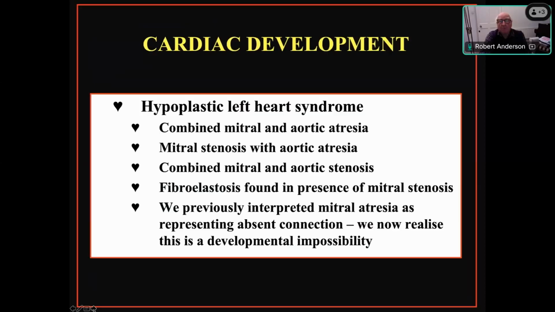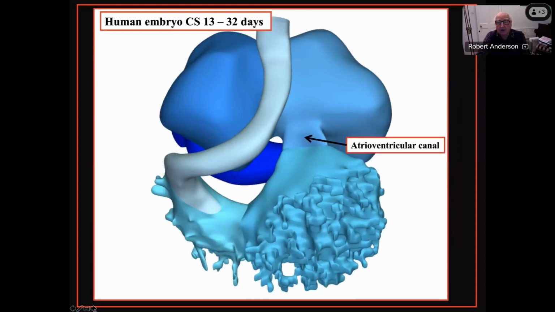Now, there is one point about development, because when we first described and encountered these lesions, we thought the mitral atresia represented absence of the left atrioventricular connection. We now know that is not possible, because during normal development, at some time, the atrioventricular canal has been in communication with the developing left ventricle.